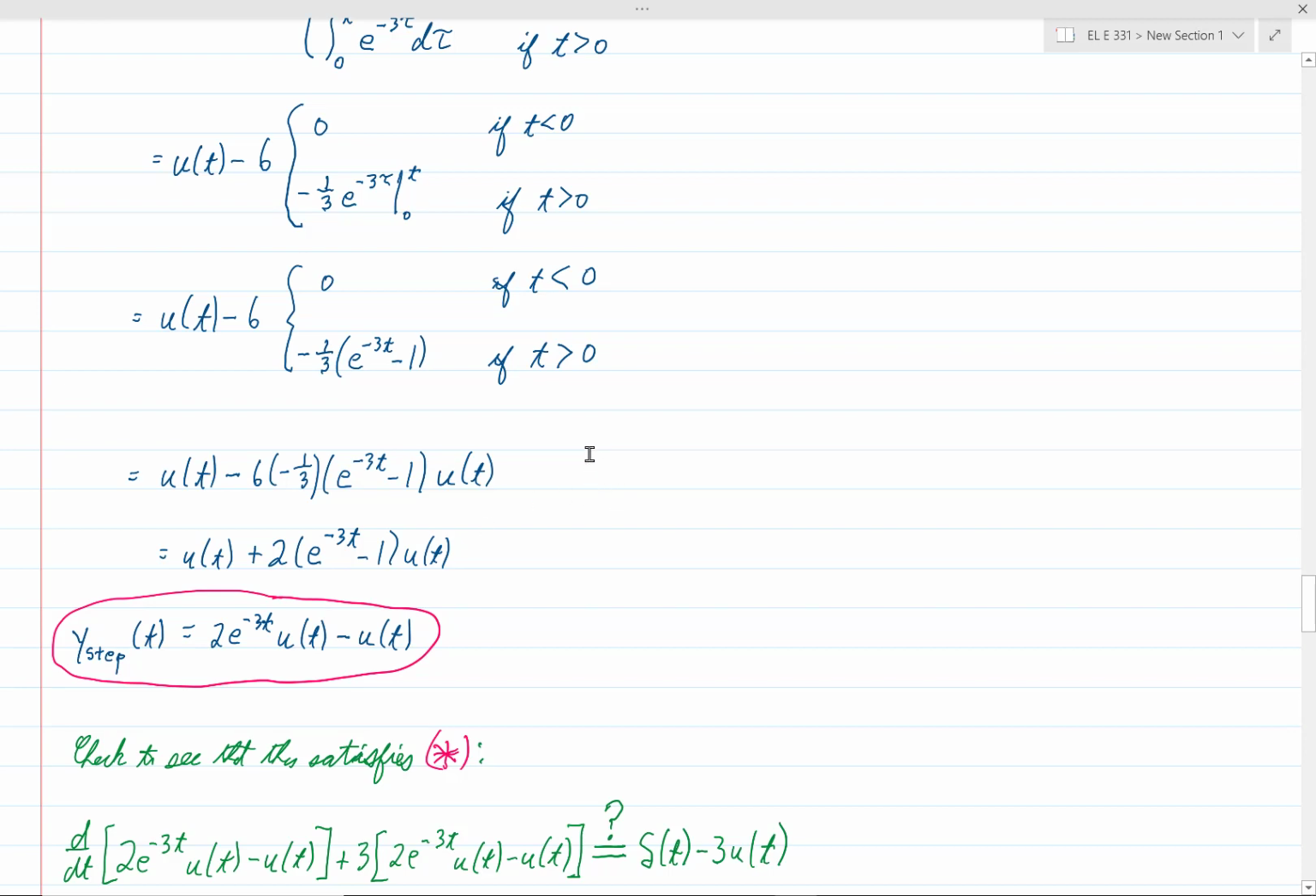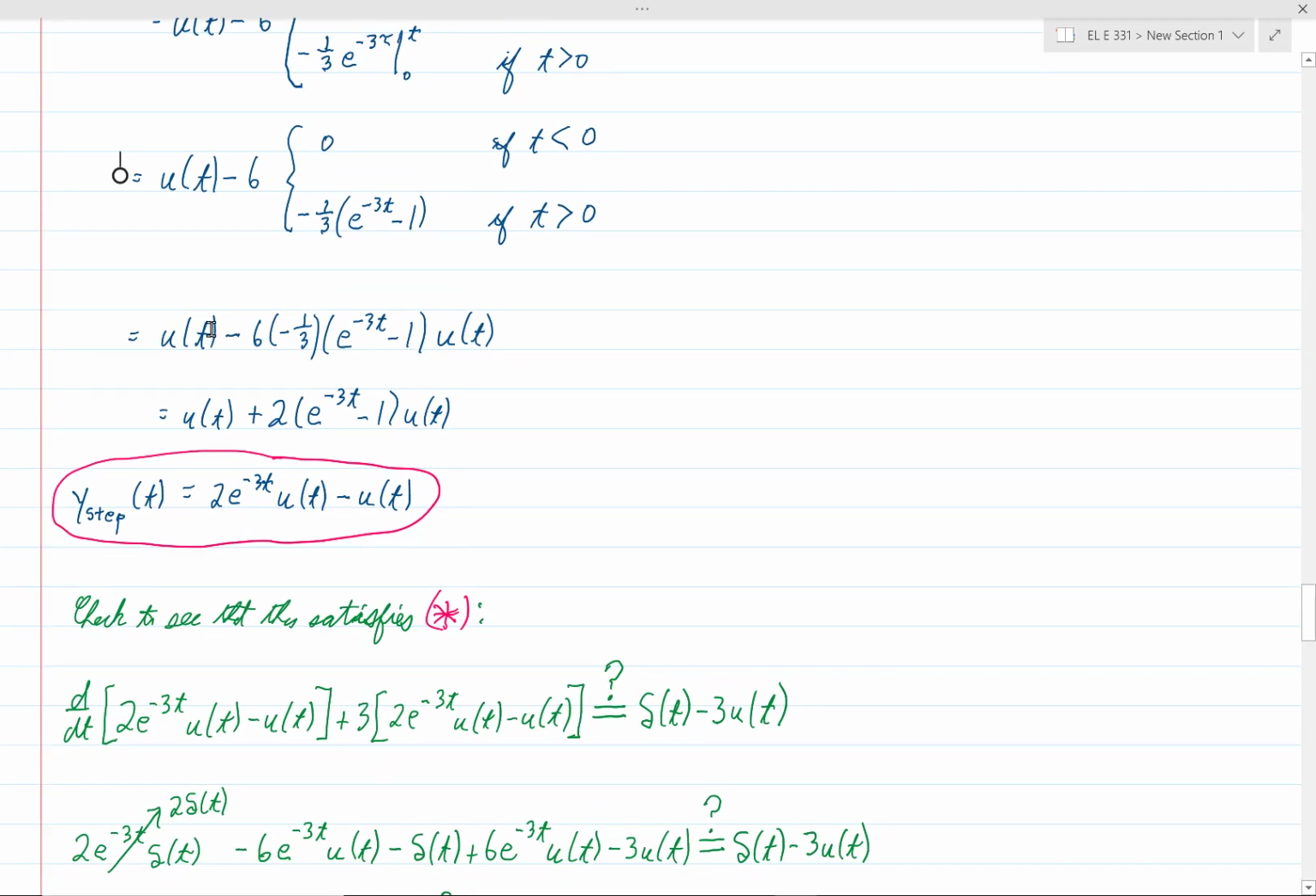And now finally then, the u of t comes down. Minus 6 times minus 1/3 is positive 2. I'll leave this in brackets for the moment and bring down the u of t. And then finally, notice that right here we have a minus 2 u of t, 2 times minus 1 times u of t. So a minus 2 u of t here and a u of t there gives me minus u of t. And I also have a 2 e to the minus 3t u of t, which I've brought down right there, and that's it. That's the end of it, and this should be the step response of that system.